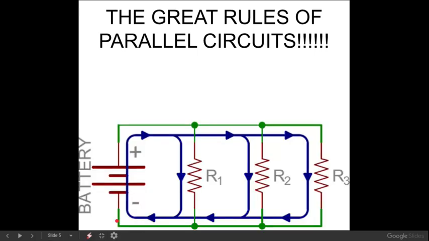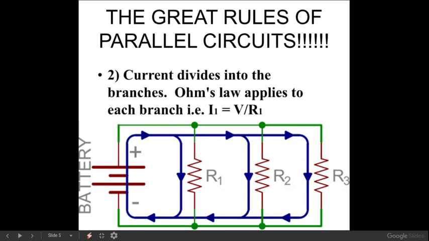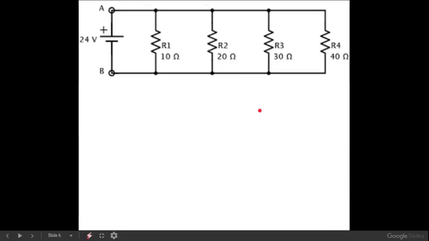The second great rule of parallel circuits is that the current will divide into the different branches. And we can use Ohm's law to figure out how much current goes into each branch. So for example, if we wanted to figure out the current in branch 1, we would take the voltage, which is the voltage of the battery, and divide it by resistor 1 to figure out how much current goes into that branch. So let's look at this example right here.